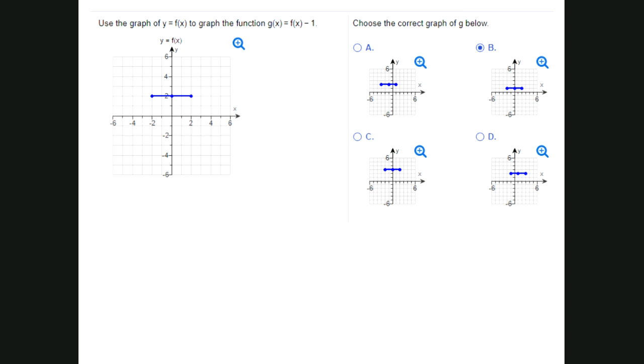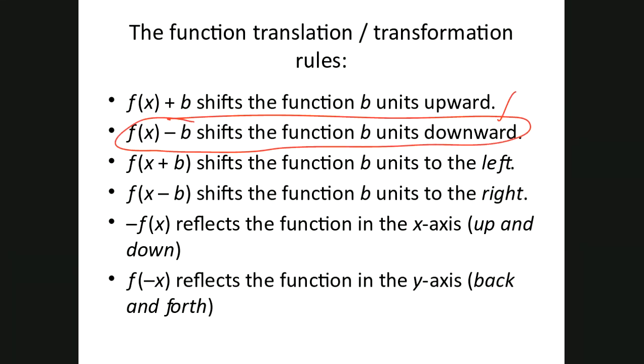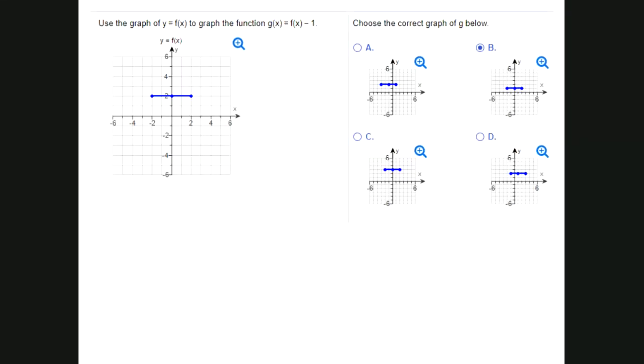So we use the graph of f of x to graph the function g of x is equal to f of x minus 1. Oh, minus 1. It's going to shift downward. So what I'm looking for, I'm completely ignoring the things on the right-hand side. I know right off the bat I'm looking for something that shifts it downward 1. Is there something downward 1? Oh, yes, there is. So that's our correct answer here.